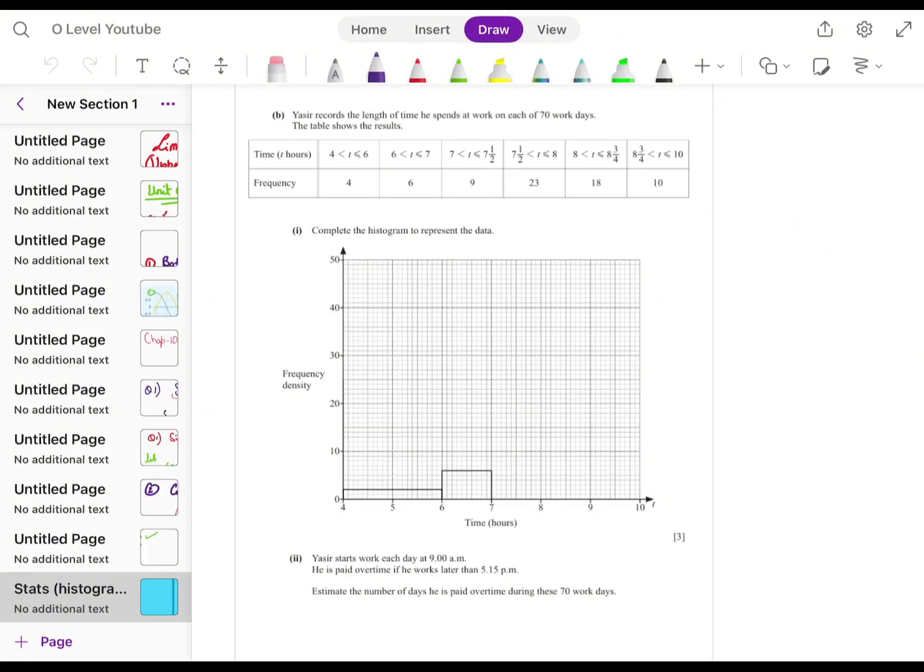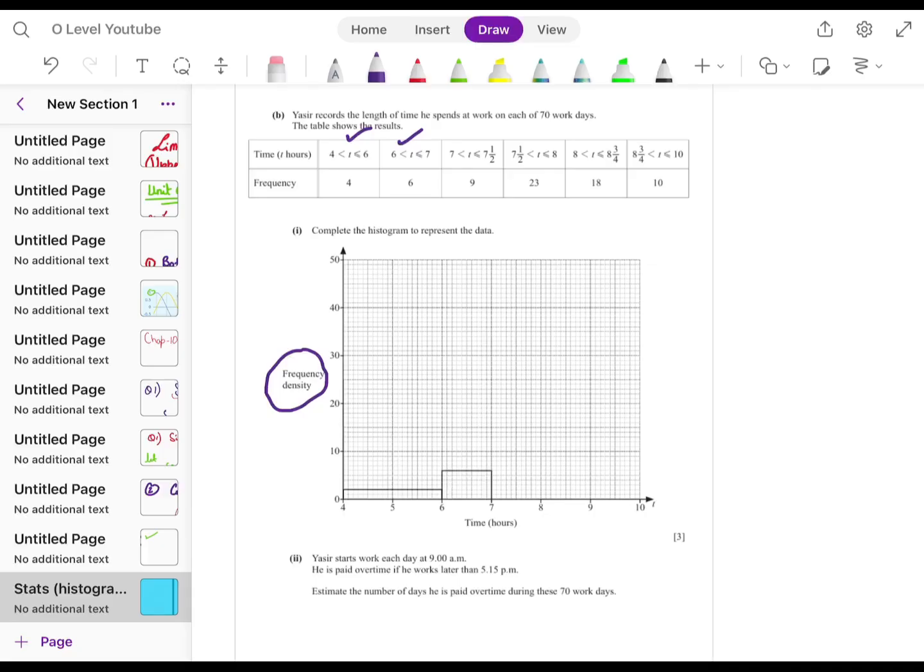Now the next part is: Yasser recorded the length of time he spent at work on each of 70 work days. The table shows the result. In the first part, we need to complete the histogram. You can see that again they have given us a frequency density, which means that the class width is not the same. So they have made two bars of the first two values. Now we need to make bars for the last four values.